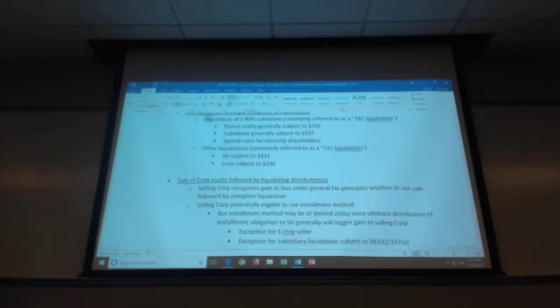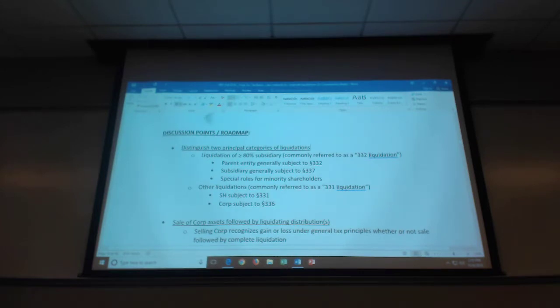So as you think through a liquidation of a corporation, again, you gotta drive this point home. You've got two layers of taxable events. You've got a taxable event at the corporate level when it sells its assets or distributes its assets, and you've got a taxable event to the shareholder. So, how does that play out? First, you have to ask yourself, are we liquidating an 80% or more subsidiary or not?